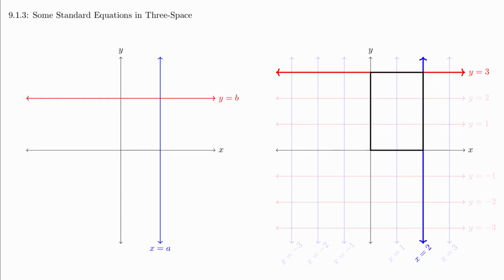These two lines form a rectangle with the axes, and the point (2, 3) is the corner of that rectangle. Another way to say this is that the point (2, 3) is the point that lies on the intersection of these two lines. We're going to take the same idea and apply it to 3 dimensions.